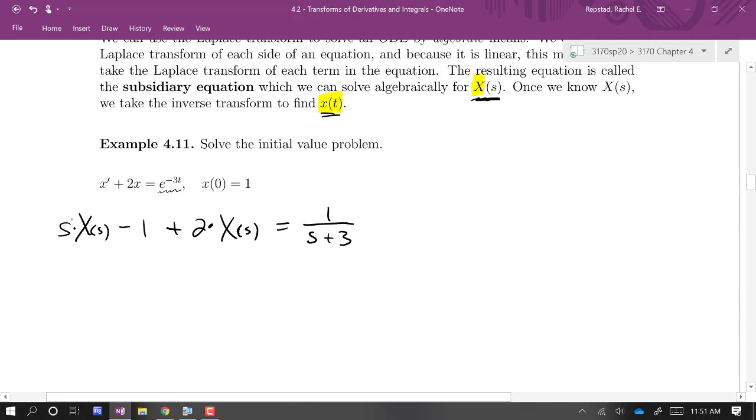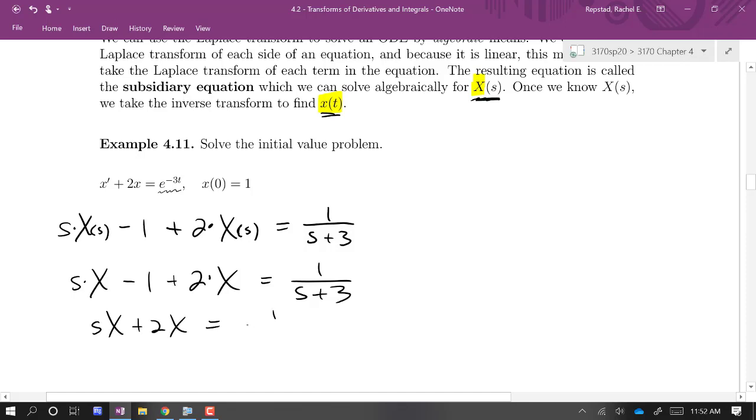So I'm just going to gather my big X terms on one side. At this point, I'll point out that I've been using the big X of s notation, like function notation, but it's pretty common for people to just write the big X and leave off the of s part, just to make it cleaner to solve. I think I'll do that as well. So I want to solve for big X. I'm just going to add 1 to both sides. Then I've got sX plus 2X equals 1 over s plus 3 plus 1.